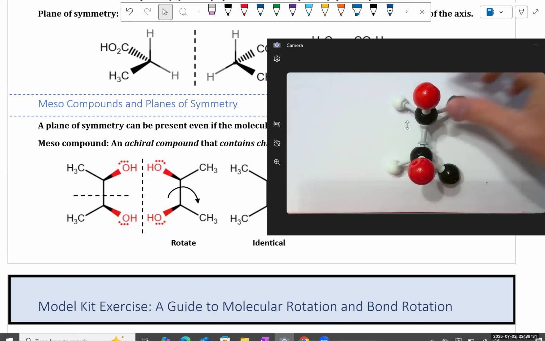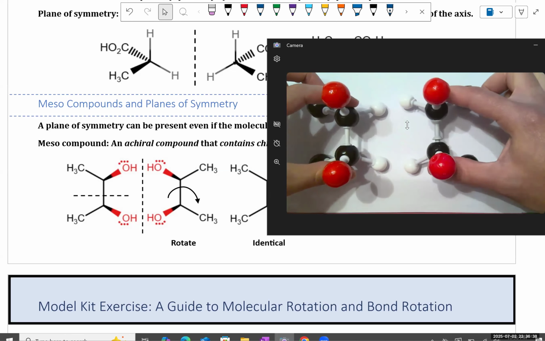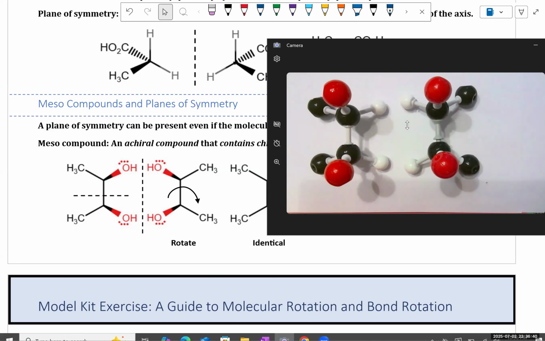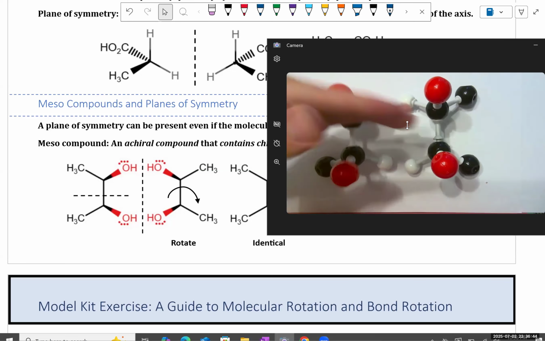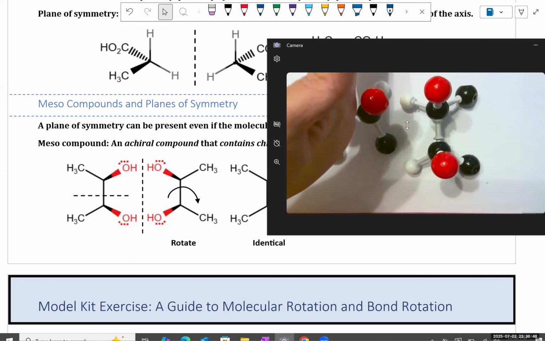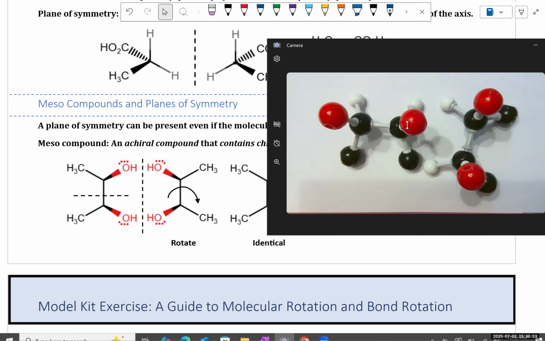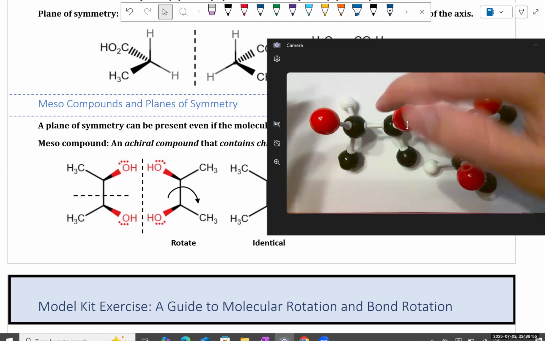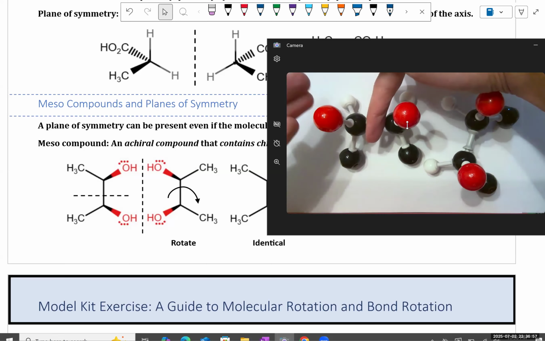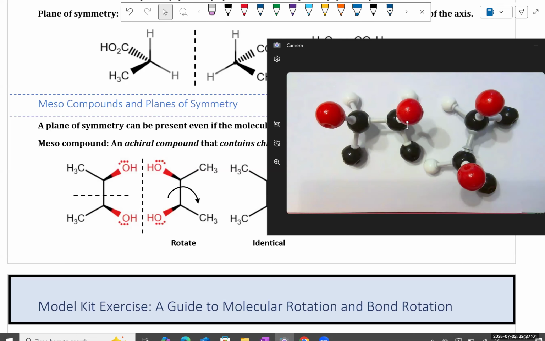Here the alcohols are wedged, pointing towards us. Here the alcohols are wedged, pointing towards us. This compound is meso. It contains chiral centers, but it also has a clear axis or plane of symmetry. If we take the molecule and cut it in half, we see each side of the axis or plane of symmetry is identical. The substituents on the left are exactly the same as the substituents on the right.